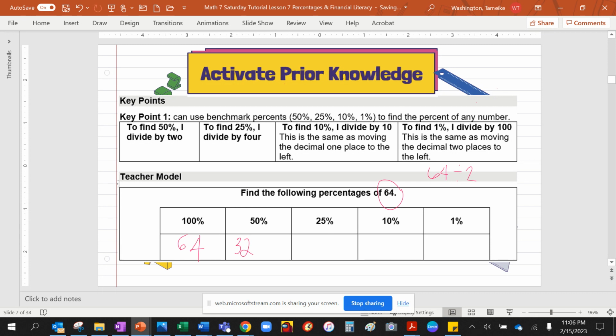To find 25% of any number, I get to divide by 4. So I know that 64 divided by 4 is going to give me 16. To divide by 10%, I'm going to move the decimal point one place to the left. So that's going to give me 6.4. And to find 1%, I'm going to move the decimal point 2 places to the left. So I'm going to get 0.64 or 0 and 64 hundredths.